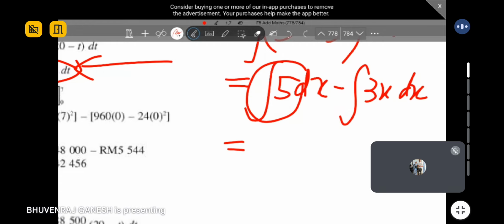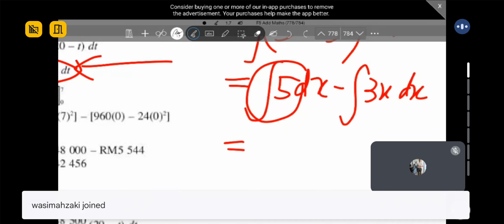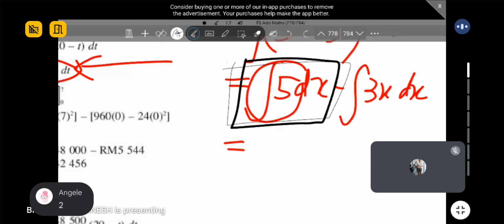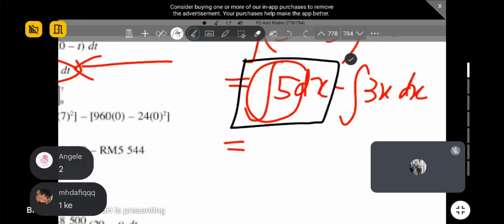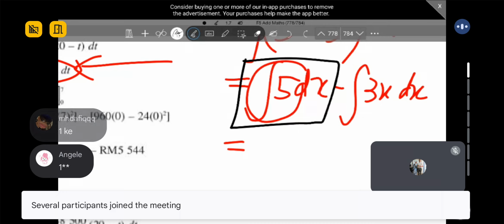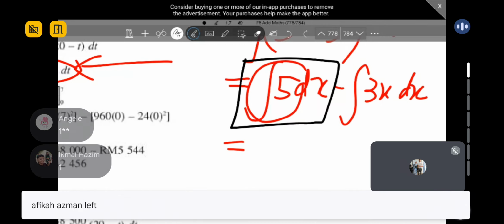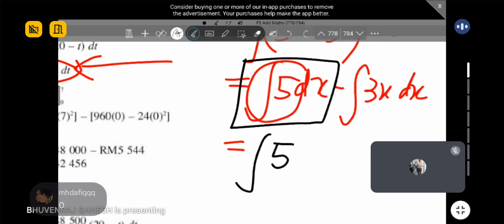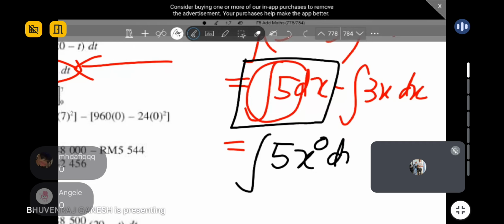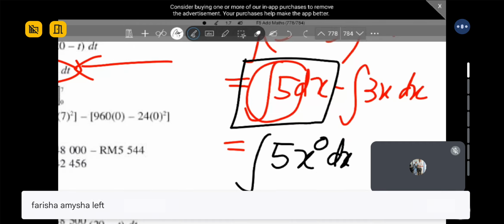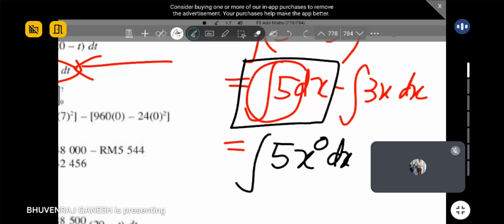For this one, what is the power here, guys? For the first one, what is the power? What is the power of x before you integrate? This 5 means what? X is what power? Always remember, guys, x is power 0. They never write it in the question. They won't show it, but you must know. It is x to the power of 0.